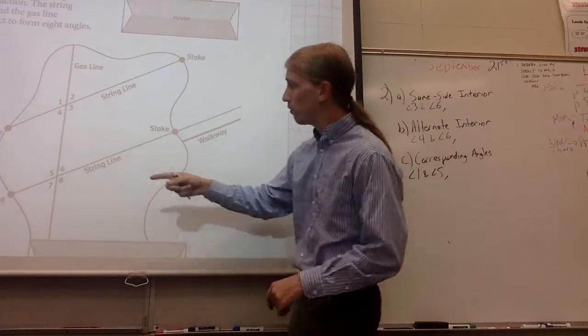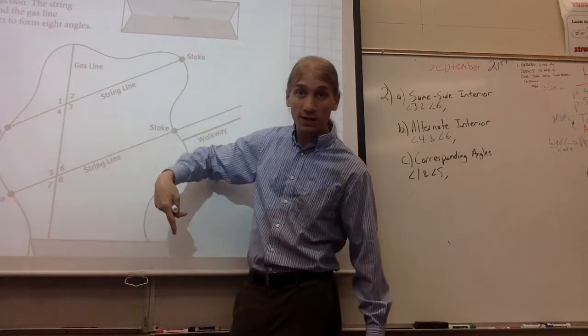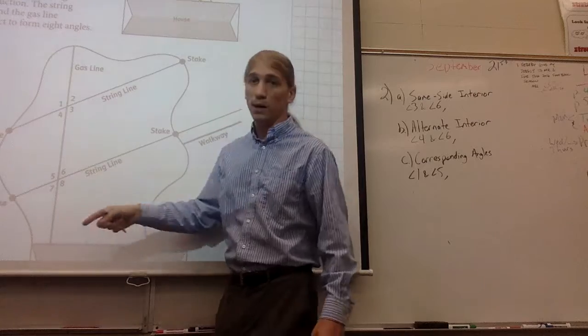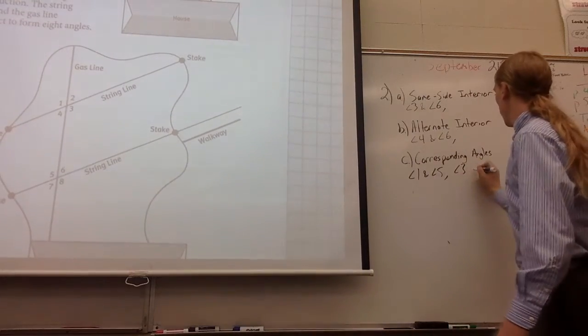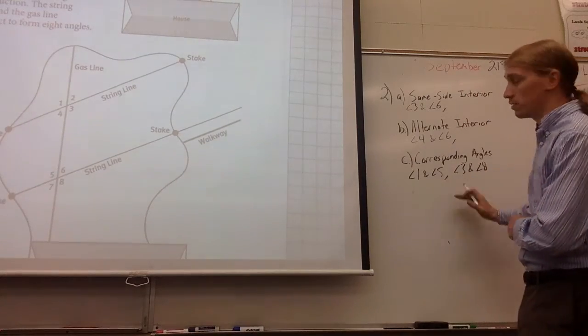I'll give you one other example. Angle 3 and angle 8. They kind of face down. They both face down the same way. We would call them corresponding angles. Angle 3 and angle 8. And then hopefully you can go and get the other missing ones for each part.